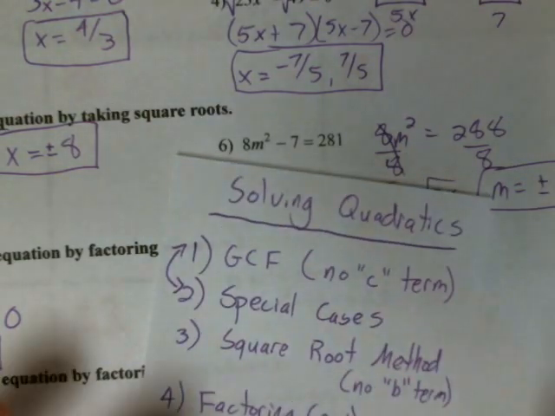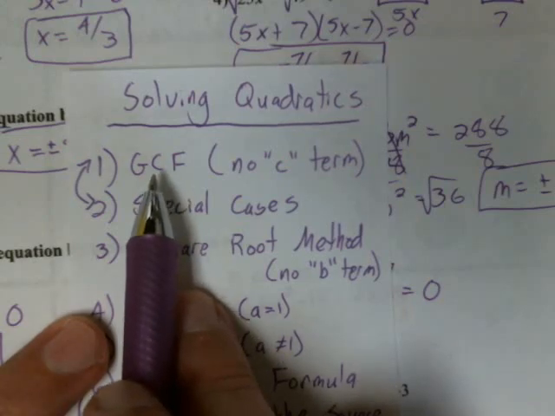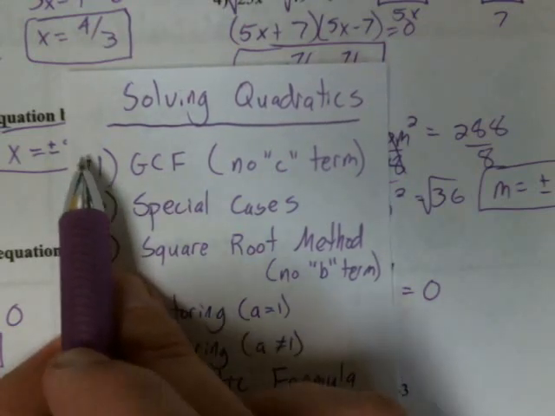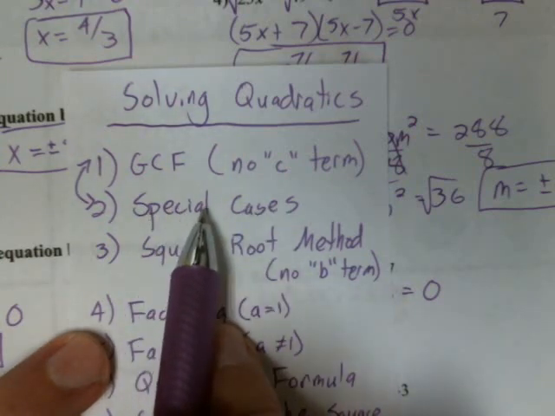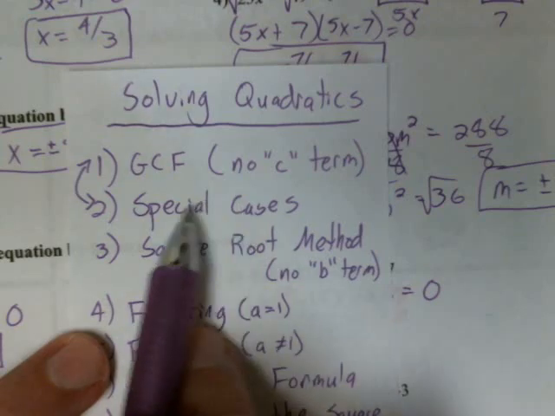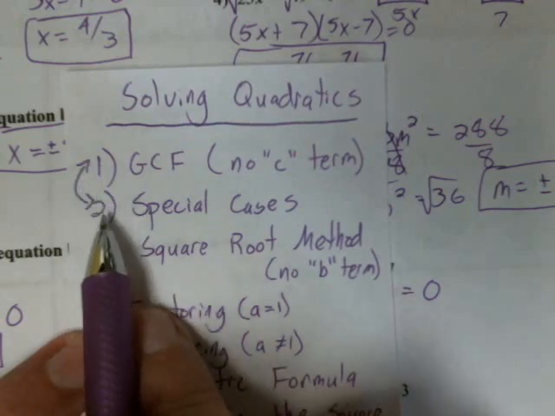Uh-huh, that's right. Let's go back to our cheat sheet. What should we do every single time, guys? See if you can pull out a GCF. Now, I have an arrow between these two because if you can immediately recognize that it's a special case, even if you can pull out a GCF, then you might not need to pull out the GCF. Just go ahead and factor it as a special case. So that's why I kind of say these two are interchangeable.